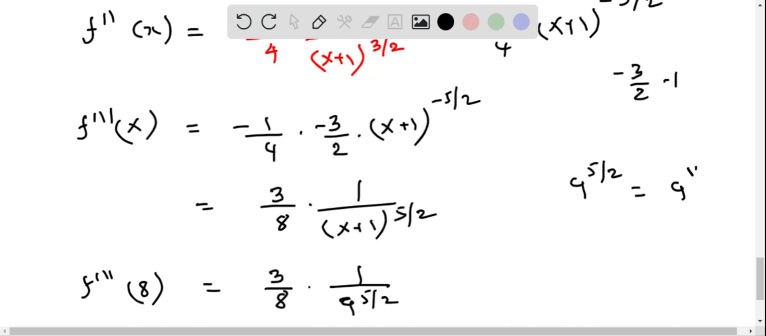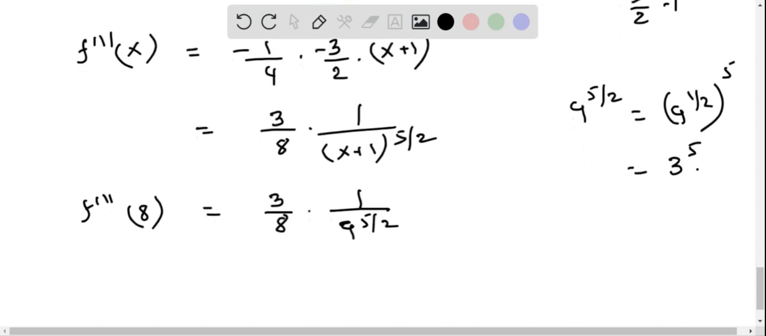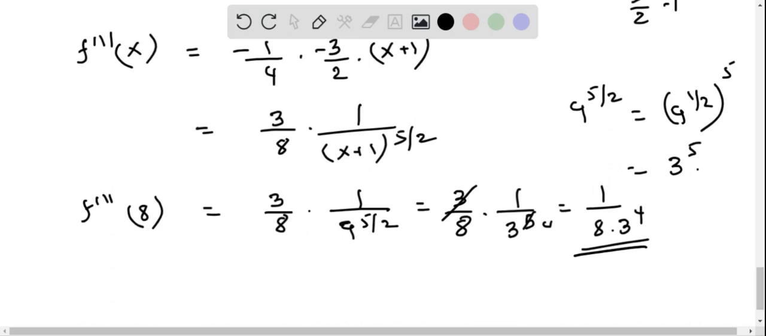So let's simplify 9 power 5 by 2. This is equal to 9 power 1 by 2 raised to the power of 5. 9 power 1 by 2 is square root of 9, which is 3. So this represents basically 3 power 5. So I can substitute here. This is 3 by 8 times 1 by 3 power 5. I can reduce this power once. This is 4. So this is basically 1 by 8 times of 3 power 4. So let's have it like this. When we substitute into the formula, maybe we will get some terms simplified.